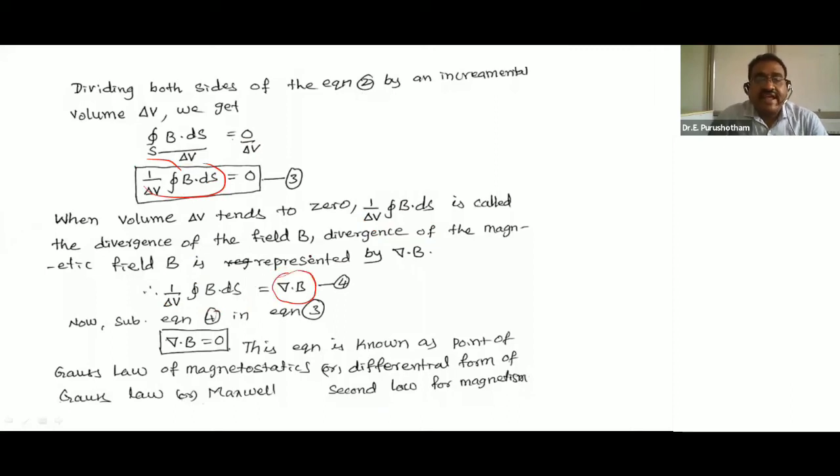In equations 3 and 4, comparing, del dot B is equal to 0. This equation is known as the point form of Gauss law of magnetostatics, or differential form of Gauss law, or Maxwell's second equation.